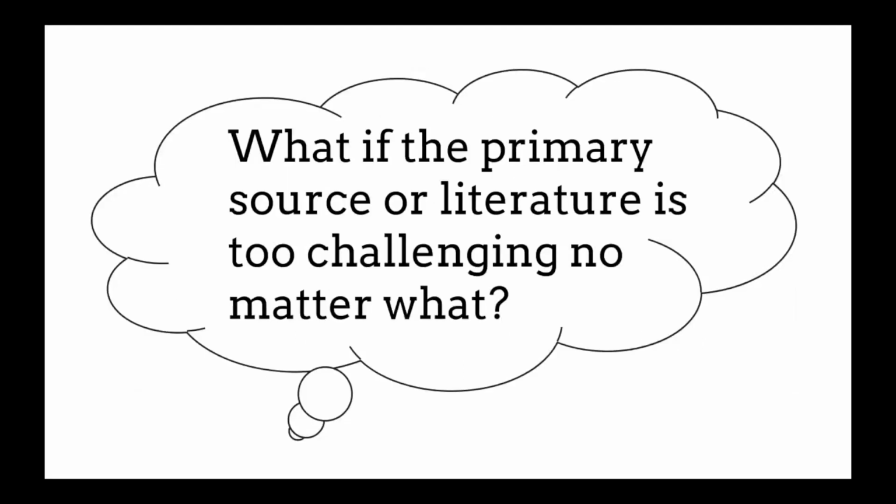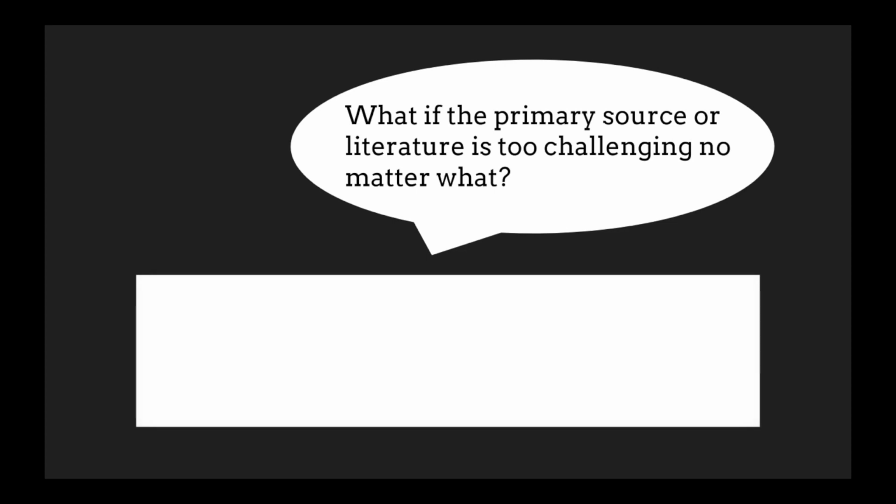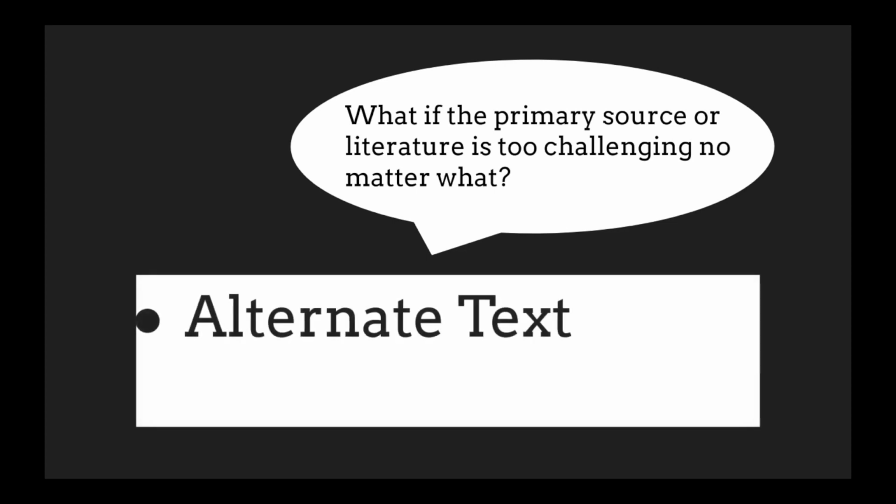And for those of you wondering, what if the primary source or literature is too challenging no matter what you do? My response to that thought would be we have 2 options. The first option is we can provide an alternate text. So instead of reading the primary source, our English learners can read an alternative text that encompasses similar information with the primary source itself. And then the second option we have is we can provide summaries.